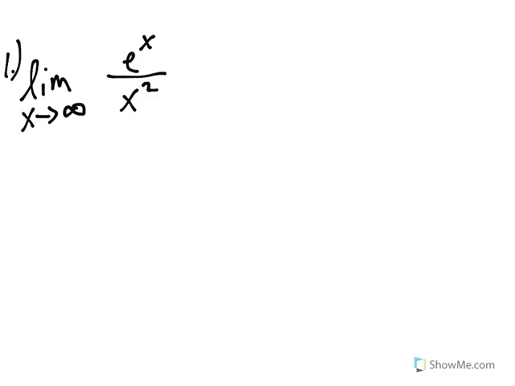So the first one we're going to be looking at is the limit as x goes to infinity of e to the x over x squared. And what we saw in the last video is that if when plugging in a value you have 0 over 0 or infinity over infinity, that's when we can go ahead and use L'Hopital's rule. L'Hopital's rule says that we only care about looking at the derivative of the top and the derivative of the bottom if you get 0 over 0 or infinity over infinity.